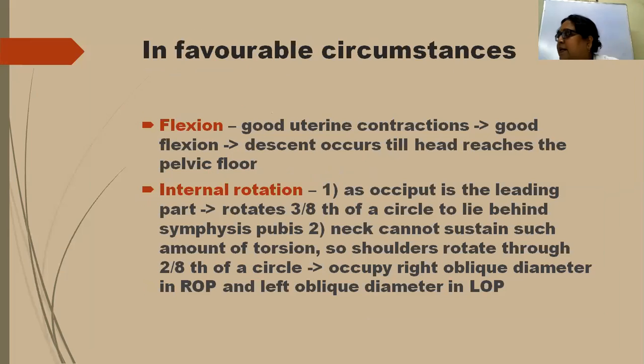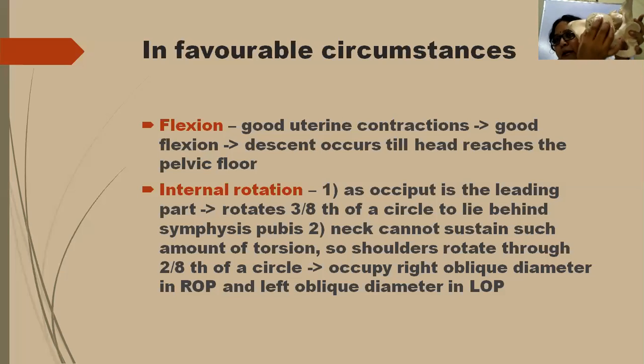And once the head engages with good uterine contractions, there is flexion of the head. The head will flex like this, inwards, and it will reach the pelvic floor. This part is the pelvic floor. Once it reaches the pelvic floor, there is internal rotation. So this occiput is behind.